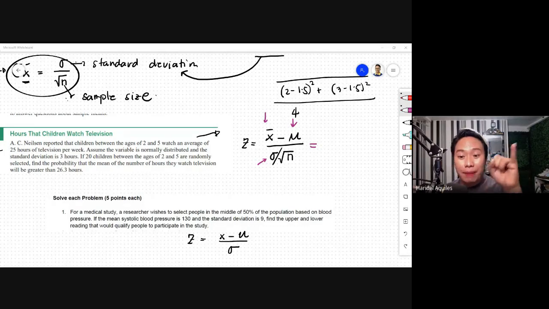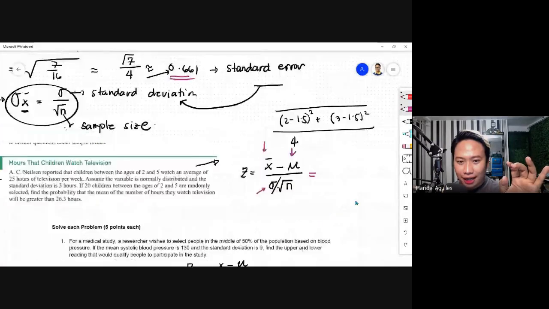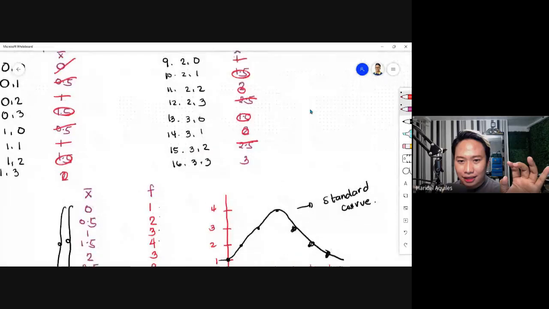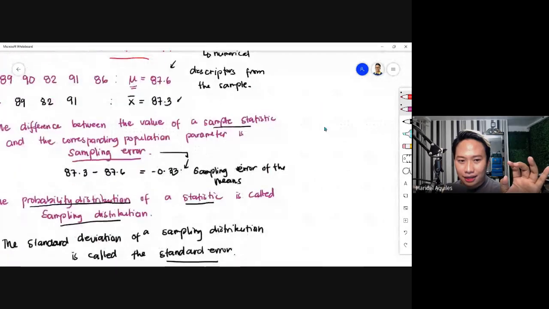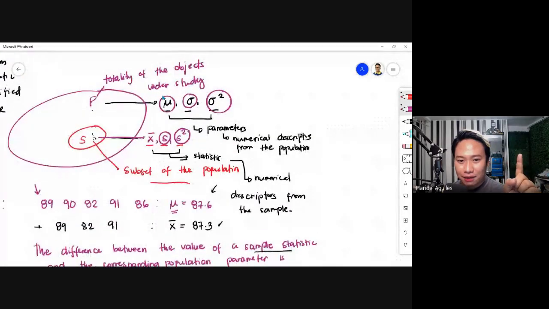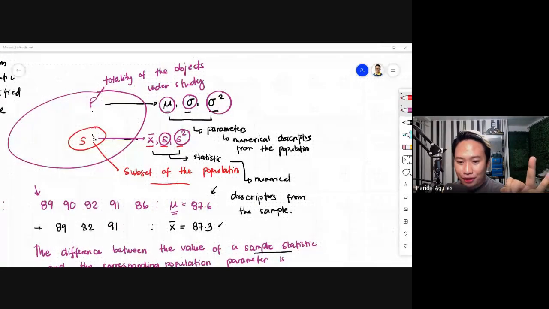Standard deviation of the population or sample? Go back to this one. Where is it? Is it the standard deviation of the population or the standard deviation of the sample? Of the population. Very good.